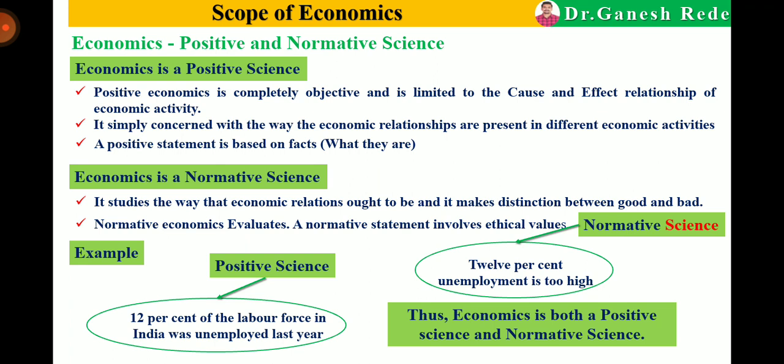Now we have to discuss the various definitions of economics. As we know, in other sciences, such as physics, chemistry and biology, there are scientists who do research. In economics, there are economists. There are various economists, and they have given different definitions of economics. We will discuss them one by one.